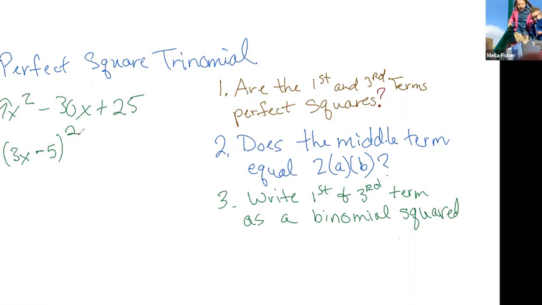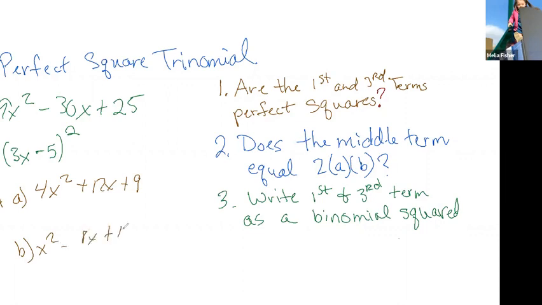Here's your try it. Actually, I'm going to give you 2 of these. Try it number 1, or A, will be 4x squared plus 12x plus 9. And try it B will be x squared minus 8x plus 16.